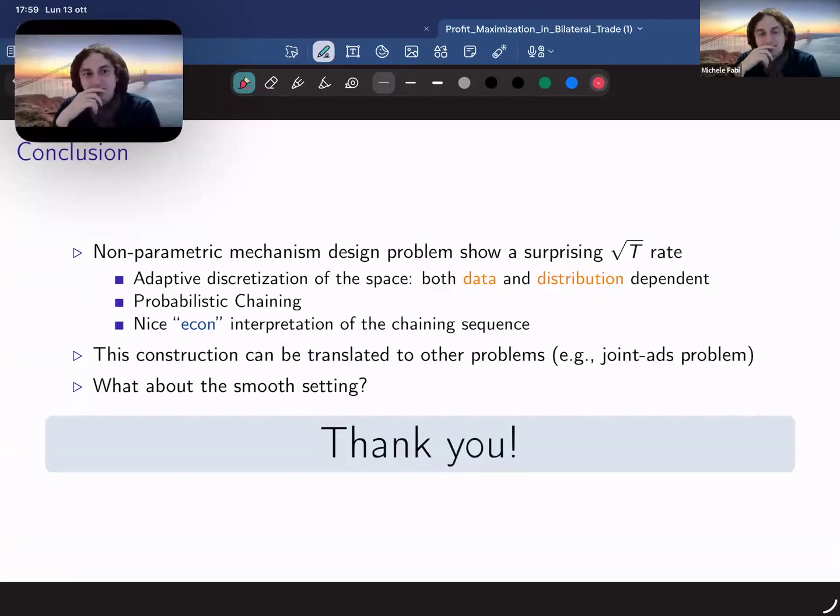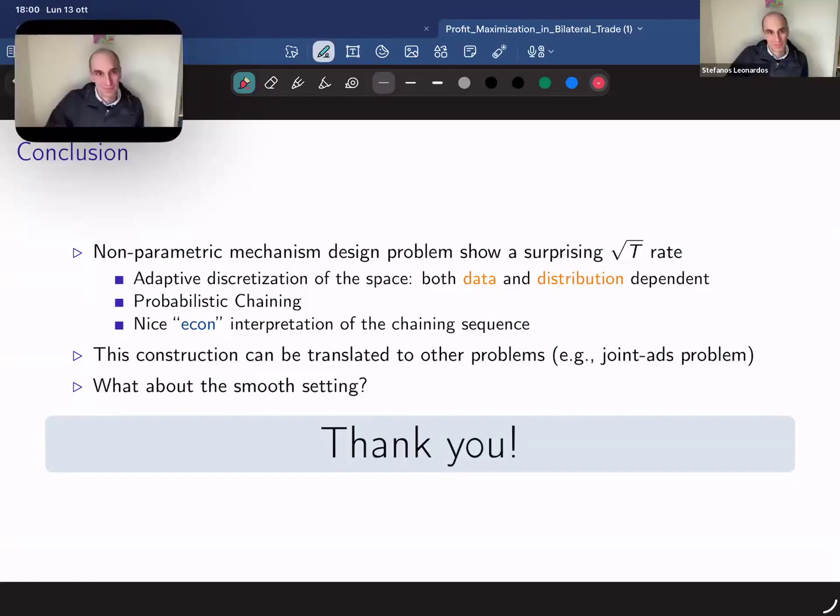Do you think this framework can be generalized to the case with many buyers and many sellers, or better, to what extent can it be generalized? Okay, that's a great question.